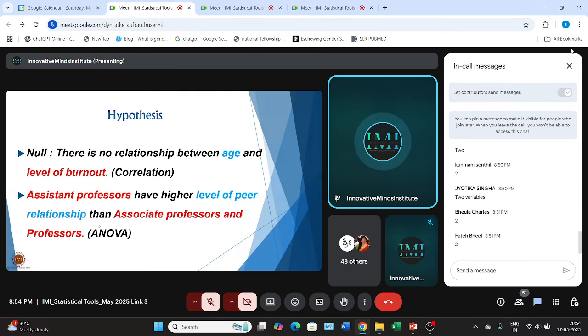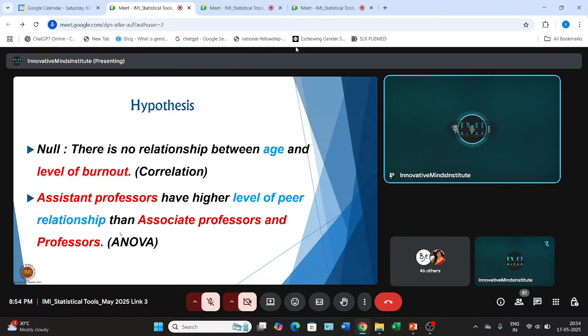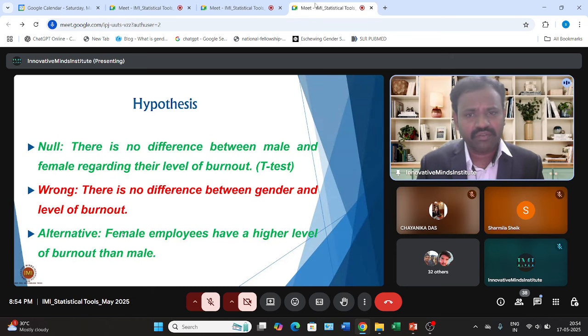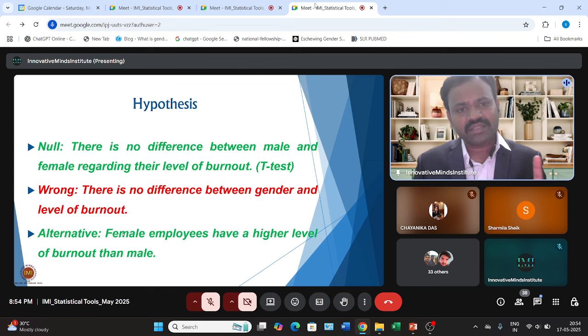This is another way of writing the hypothesis. If you check here, there is no difference between male and female regarding their level of burnout. You should not count male as one variable, female as one variable, burnout as one variable. No. Male and female come under the category of sex or gender. That is only one variable, which is called sex or gender. Another variable, level of burnout. So there are two variables here.